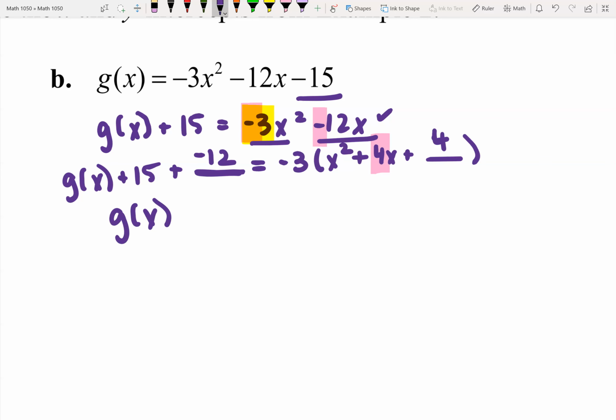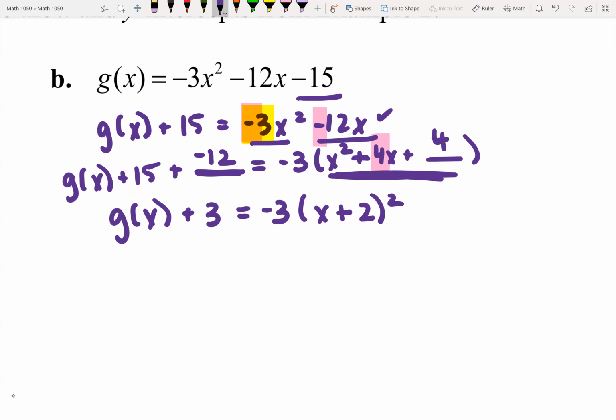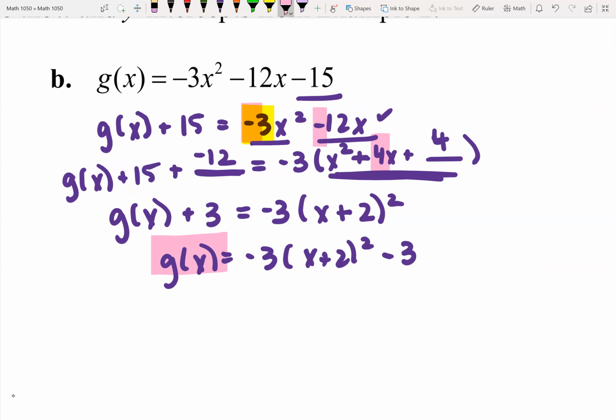So I have g of x plus 3 equals negative 3. And now I'm factoring this guy. You guys, the factoring's so easy. Look, you got an x. This sign's a plus, so this is a plus. Square root of 4 is 2. The whole thing's squared. Pull your 3 over. G of x equals negative 3 times x plus 2 squared minus 3. This is called vertex form right there.